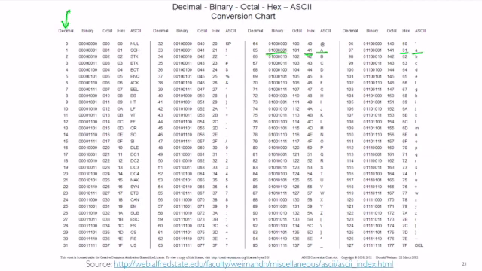Okay, this table comes from a website. The source is given at the bottom, and it has a copyright license on it.